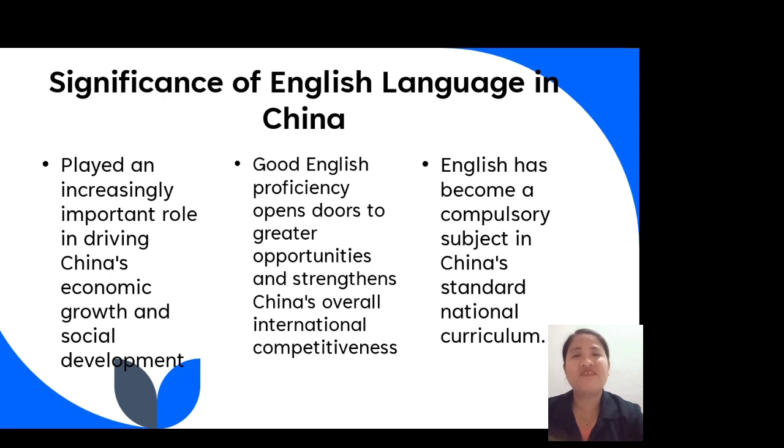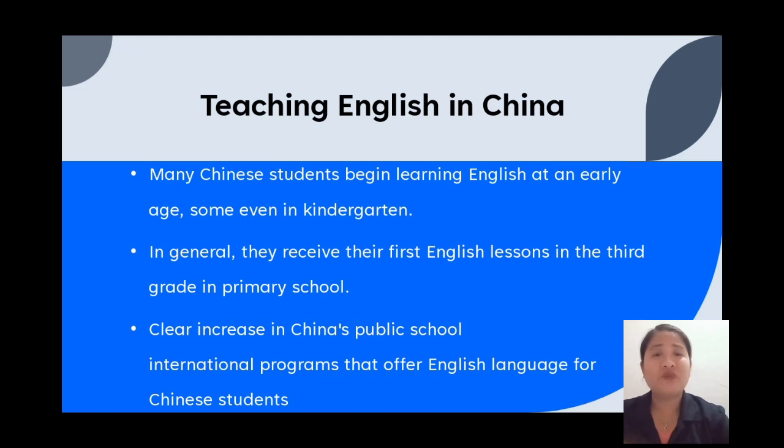And now, English is a compulsory subject in China's standard national curriculum because English is viewed as an important tool for gaining access to Western science and technology in order to facilitate the four modernizations, and as a medium to promote international academic and cultural exchanges as well as a bridge for developing friendship between Chinese people and the people of other countries. Many Chinese students begin learning English at an early age, some even in kindergarten.